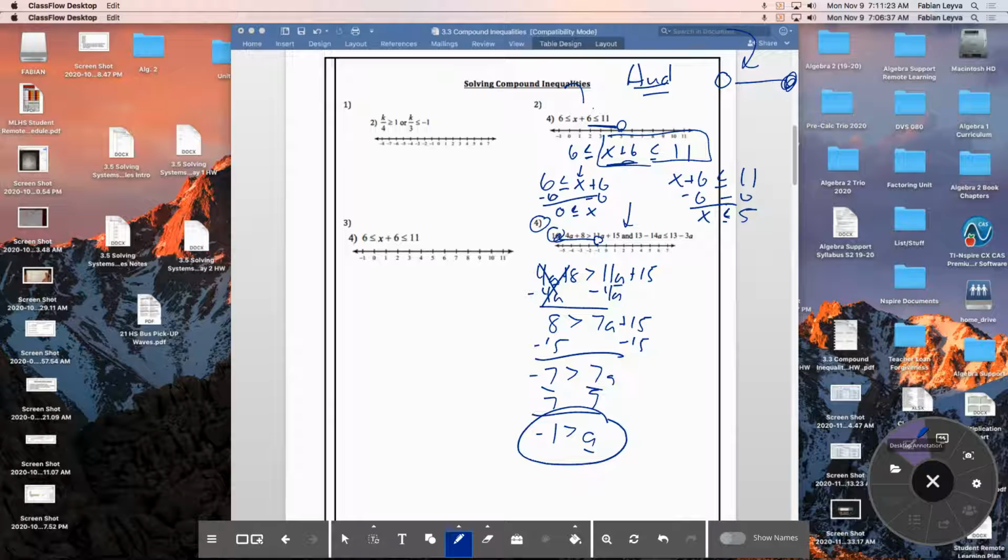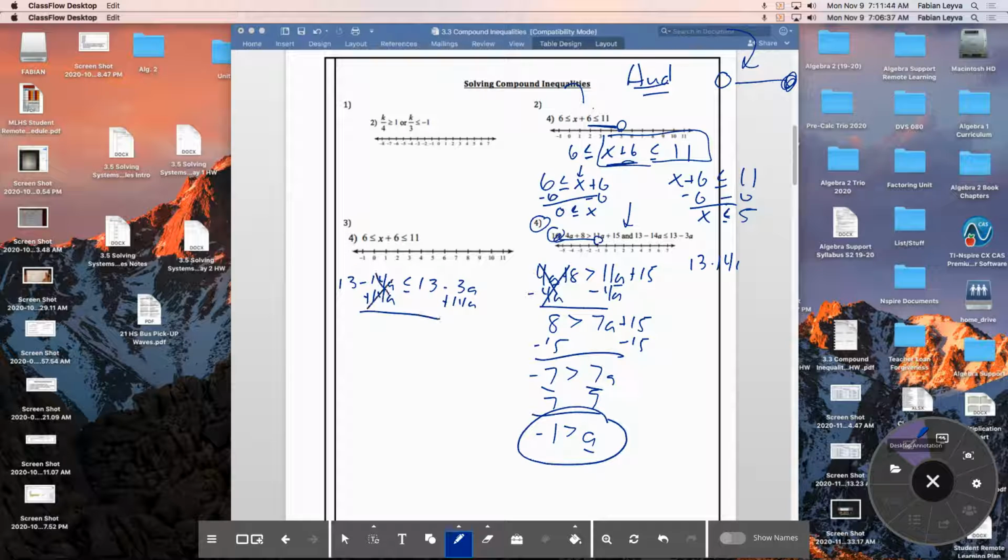One more. 13 minus 4a. Let me write this over here so that we can see it clearly. 13 minus 14a is less than or equal to 13 minus 3a. Moving the smaller one over, I can see there's no parentheses to start off with, right? No combining like terms. So let me move the smaller one over.